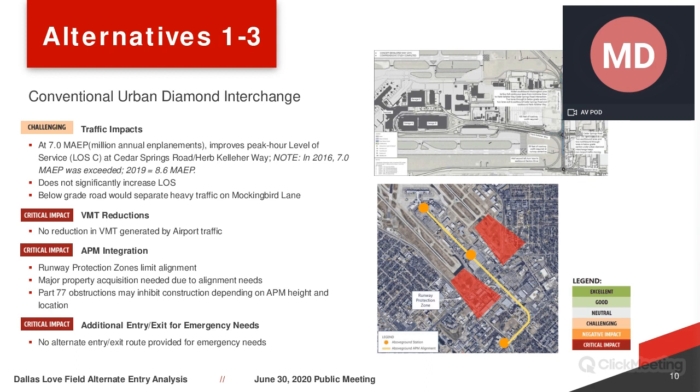And as you can see, really those first three on our improvement of our vehicle miles traveled, we didn't get any improvement. There really was no solution for our people mover integration, because we would essentially have to take the people mover at grade, which would further compound the congestion on Mockingbird.